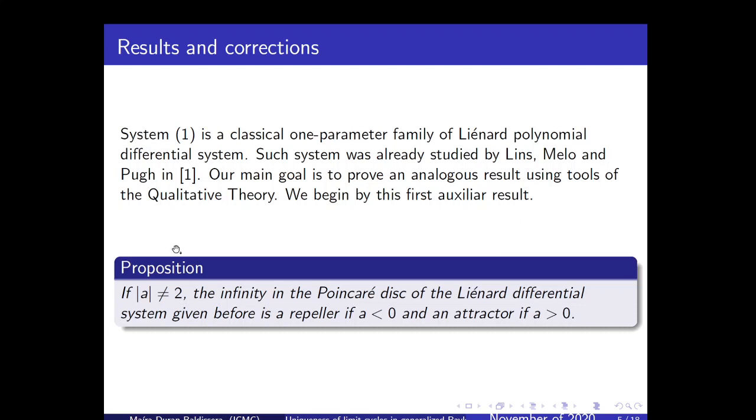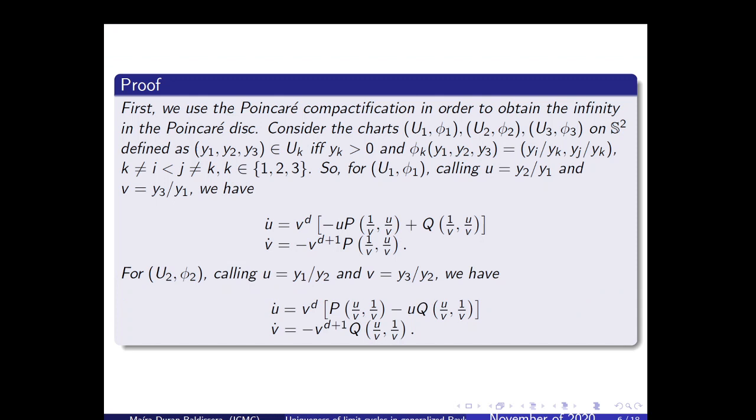If the norm of A is different from 2, the infinity in the Poincaré disk of the Liénard differential system given before is a repeller if A is negative and an attractor if A is positive. To see this, we first need to use the compactification and to see the system in the disk. And we study the system using the charts that we obtain from the compactification.